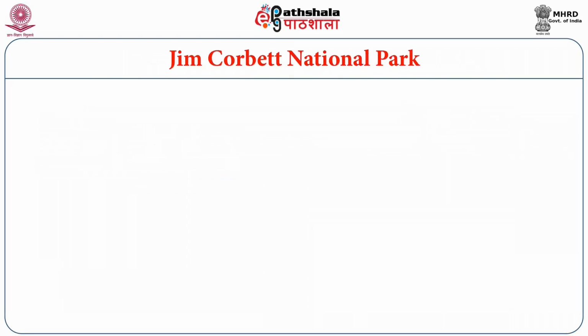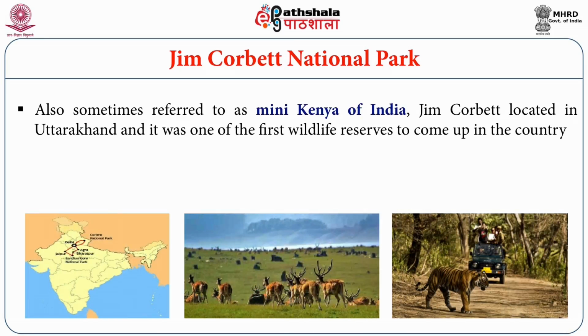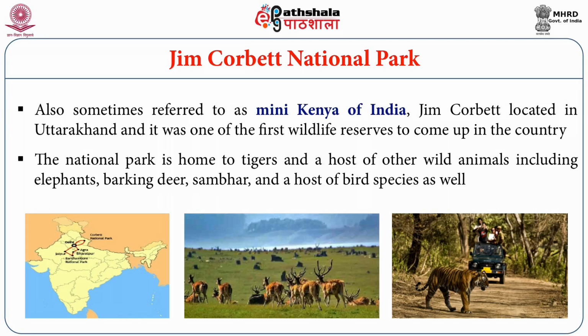India also boasts of national parks like the Corbett National Park. Also sometimes referred to as Mini Kenya of India, Corbett is located in Uttarakhand and was one of the first wildlife reserves to come up in the country. The national park is home to tigers and a host of other wild animals including elephants, barking deer, sambar, and a host of bird species as well.